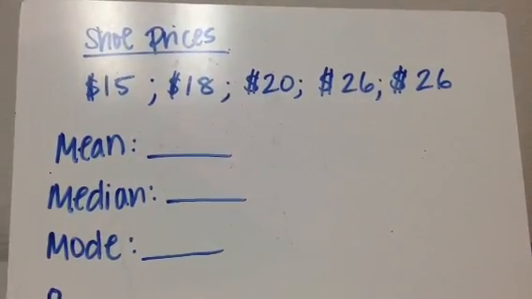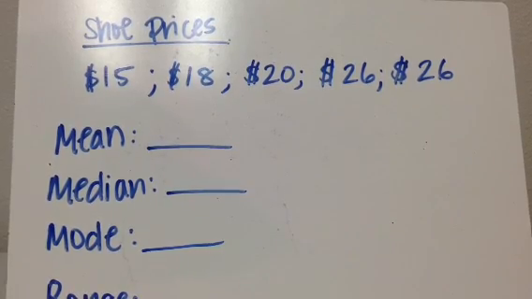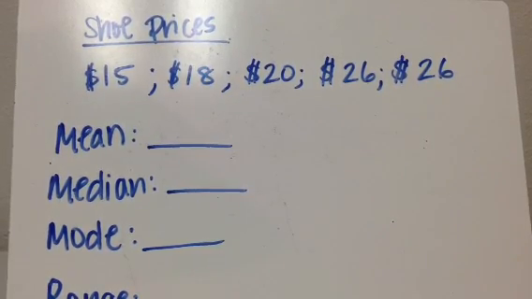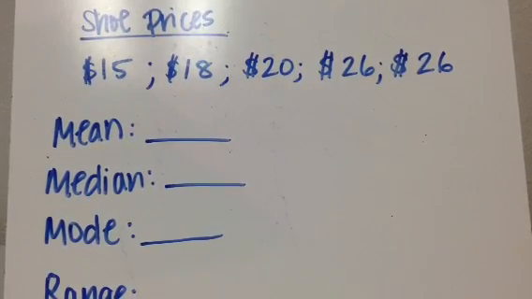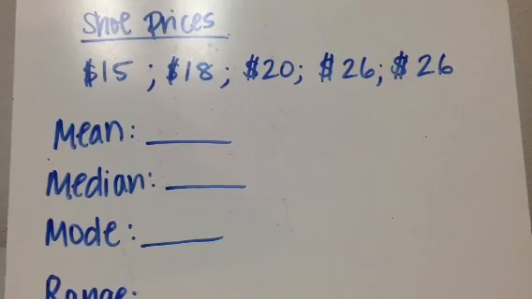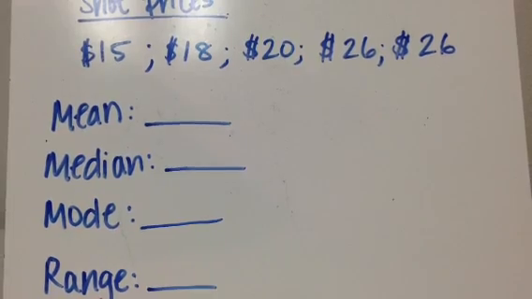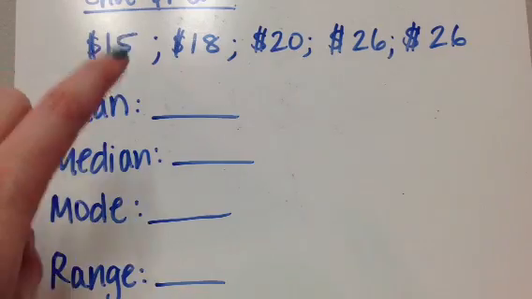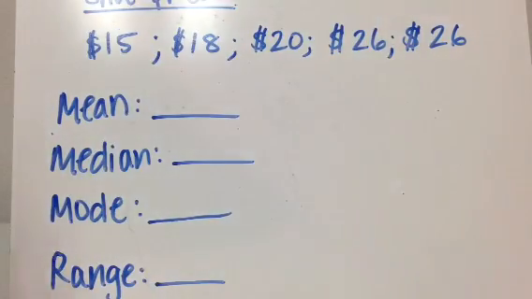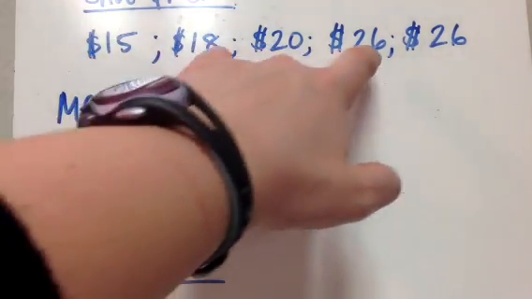Okay, so if I, for whatever reason, want to find the mean, median, mode, and range of all of these shoe prices, I'm going to work through them one at a time, okay? So $15, $18, $20, $26, and $26. To find the mean, that actually means the same thing as average. Maybe you've done averages before, but what I'm going to do is simply add up all of these numbers and then divide by the number of items that are there. So in that case, it's 1, 2, 3, 4, 5.